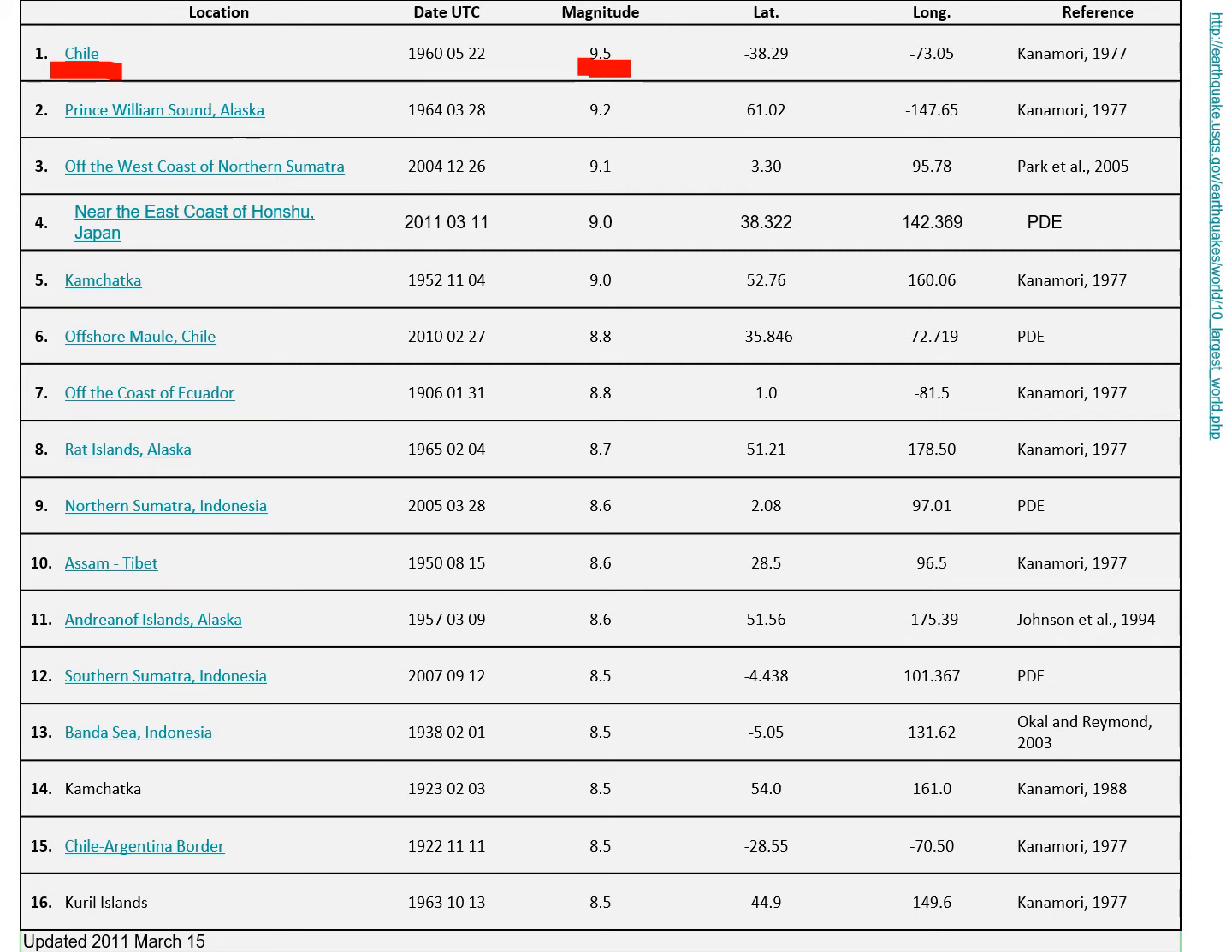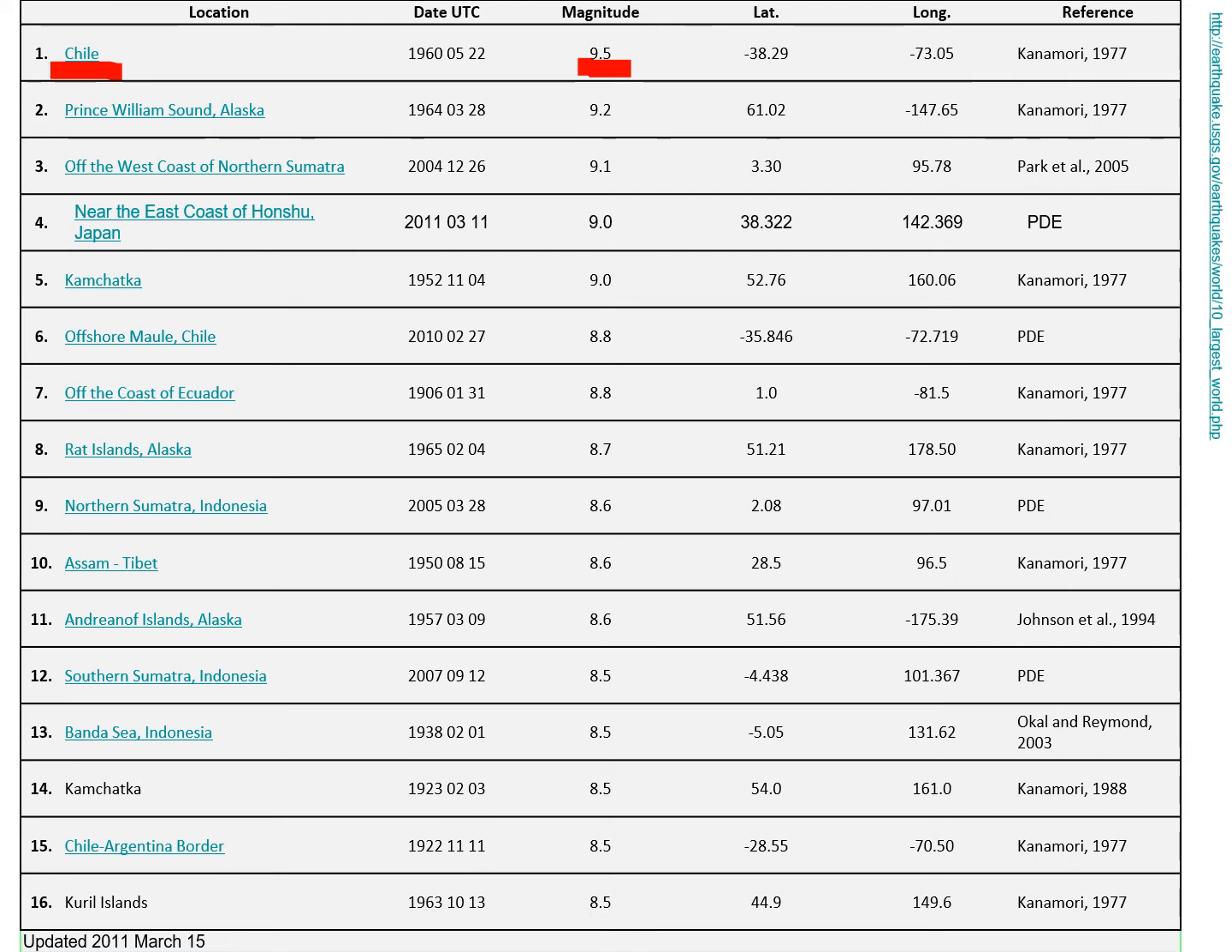Now, one thing that we need to note is that the magnitude, whether we're looking at the moment magnitude scale or the Richter scale, this is a logarithmic scale, so every whole number represents a tenfold increase. So that 9.5 is 10 times as big as an 8.5. So again, remember it's logarithmic.